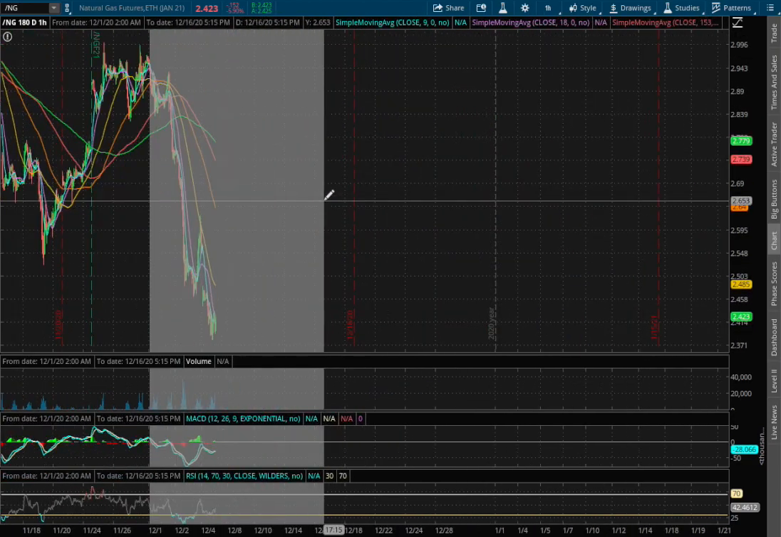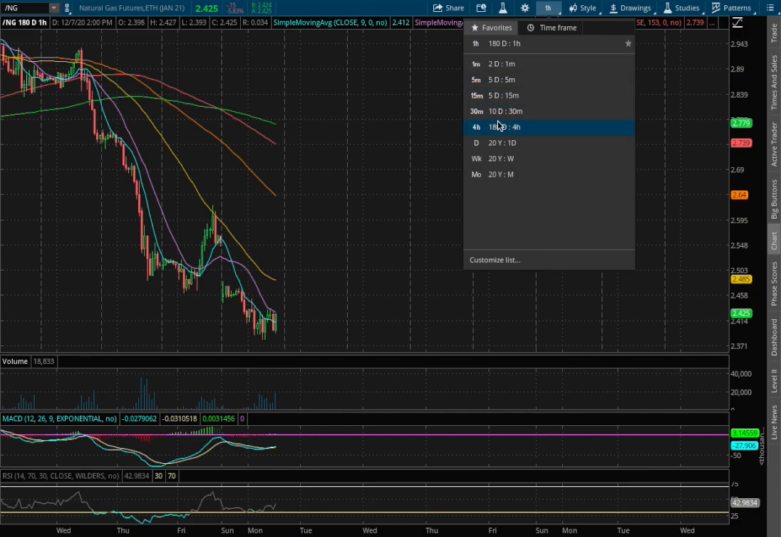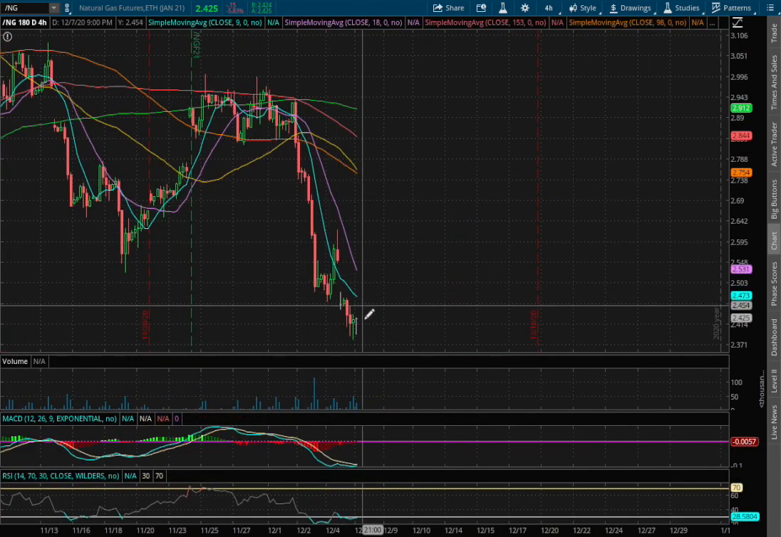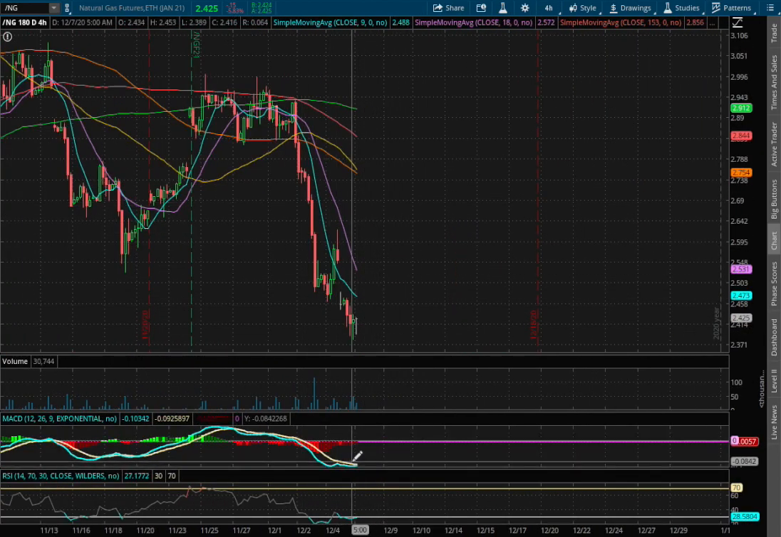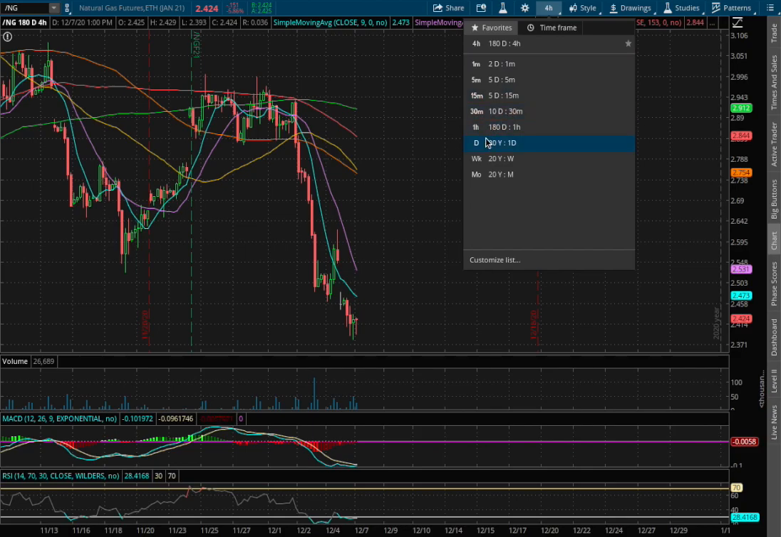So let's start off with the technical analysis on the 1 hour chart. We remain in negative MACD and we're still nearing oversold levels with the RSI. As we extend out to the 4 hour chart, we see the same action, remaining in negative MACD and seeing slight signs of it converging, and we remain at oversold levels with the RSI.